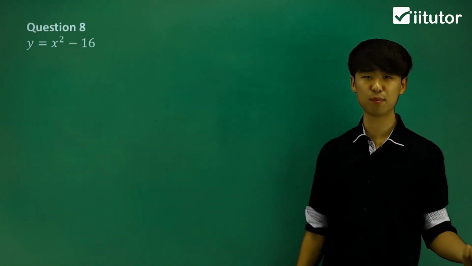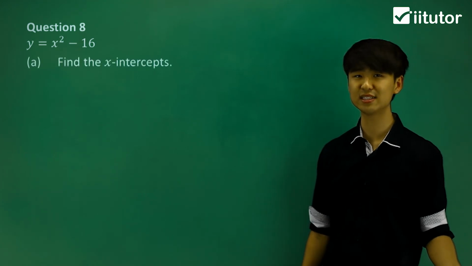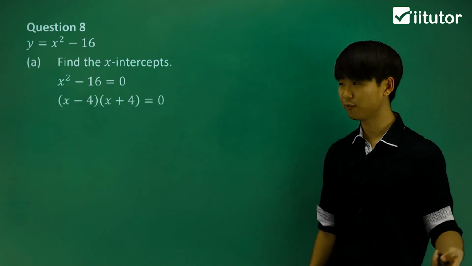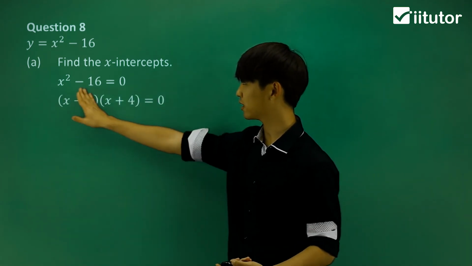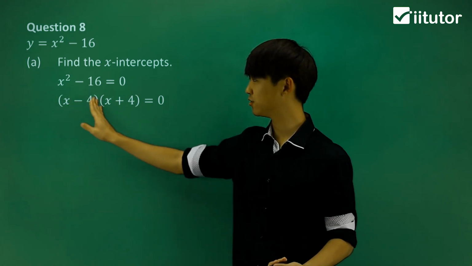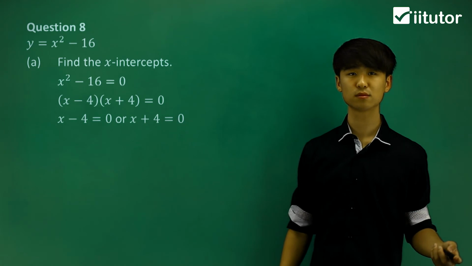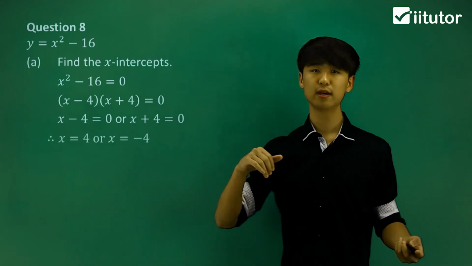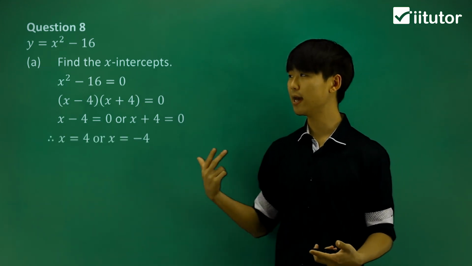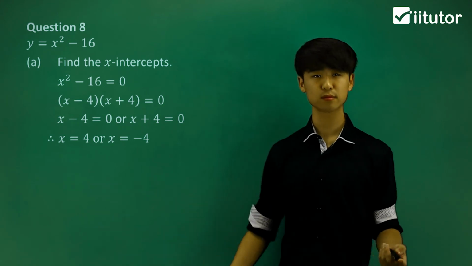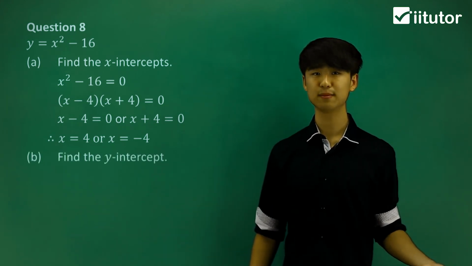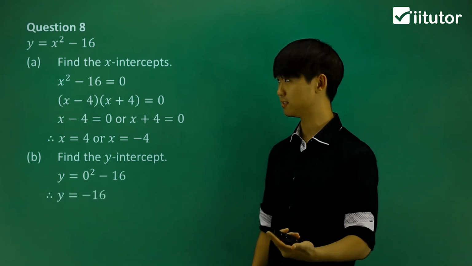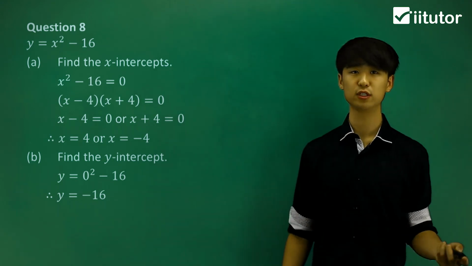y is equal to x squared minus 16. So finding the x-intercept, y is equal to 0. Let's factorize this: (x minus 4)(x plus 4). So this is a difference of two squares when we factorize this. So this one is 0 or this one is 0. x minus 4 equals 0, x plus 4 equals 0. If we solve it, we get my x-intercepts are x equals 4 and negative 4. Find the y-intercept. Put x equals 0, simplify, we get y is equal to negative 16. Very straightforward question for this one.